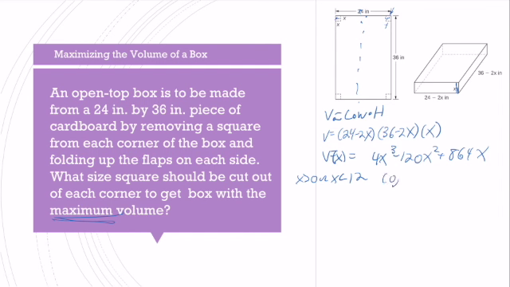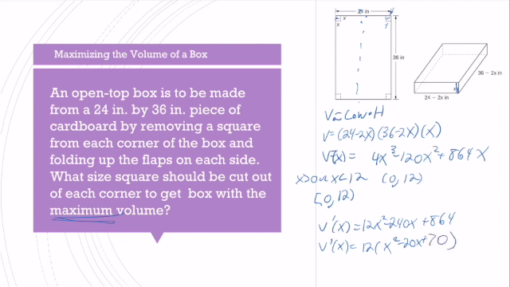So first I'm going to take the derivative. Exciting, I know. The derivative of our volume equation gives me 12x squared minus 240x plus 864. I'm then going to factor out the greatest common factor, which in this case is 12. Instead of factoring this, because this isn't going to factor nicely, I need to use the quadratic formula.